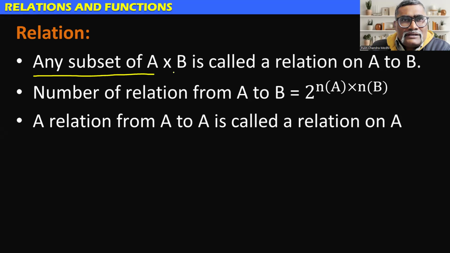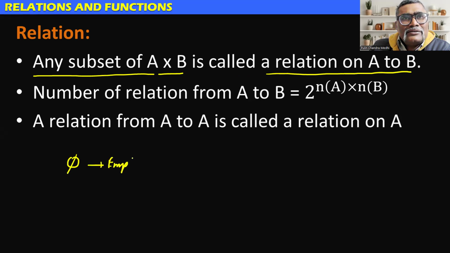Any subset of A cross B is called a relation from A to B. We got it in class 11. Out of that, you can get the subset as phi, right? Phi is called the empty relation. Already we got it, empty relation. Just for a quick revision, we are doing it.